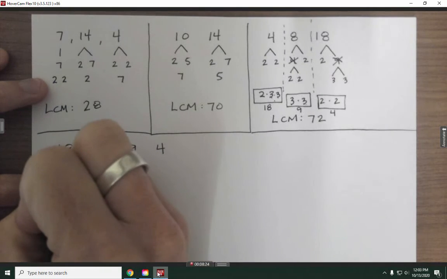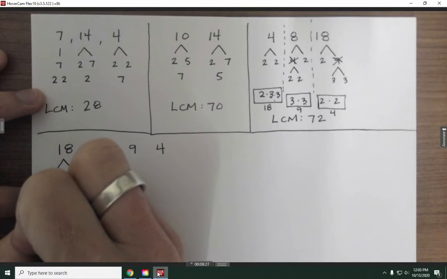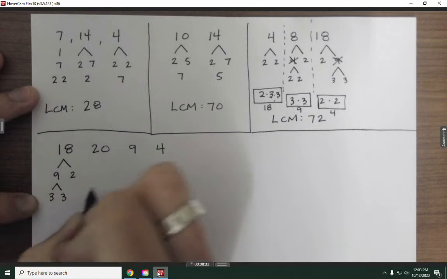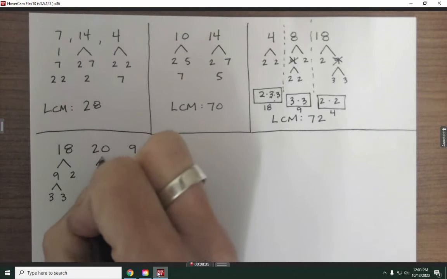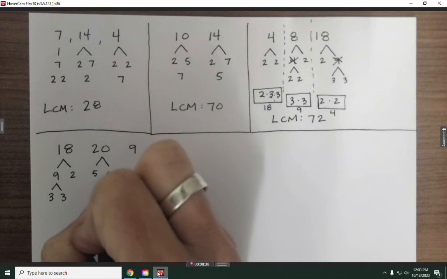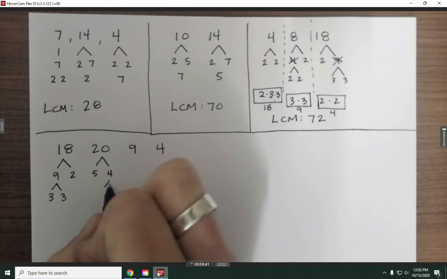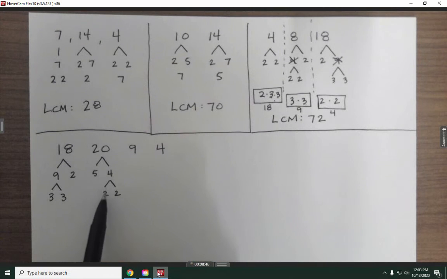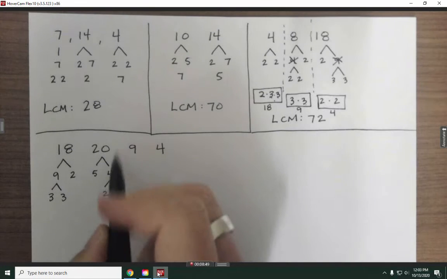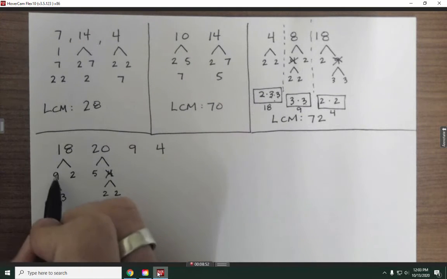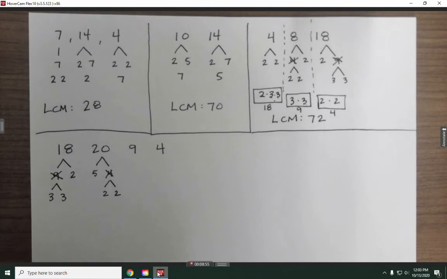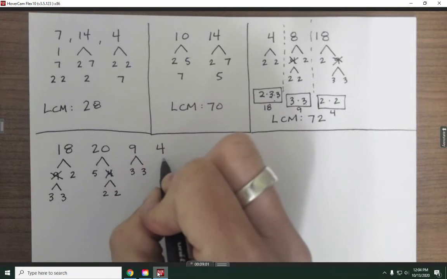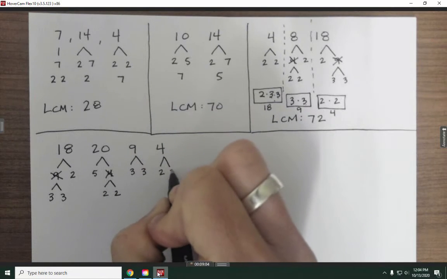Let's do these. So we got 18, which splits into 9 and 2. And this splits into 3 and 3. We got 20, which splits into 5 and 4, and 2 and 2. You could have gone 2 and 10 and then split that into 2 and 5, but you'll notice that you get the same numbers on each one of these, no matter what direction you go in. 9 is going to be 3 and 3, and then 4 is going to be 2 times 2.